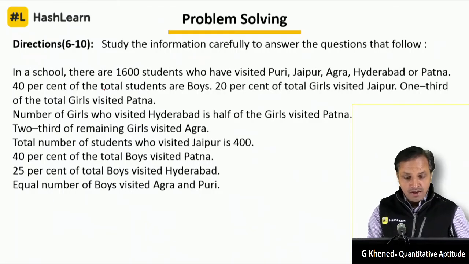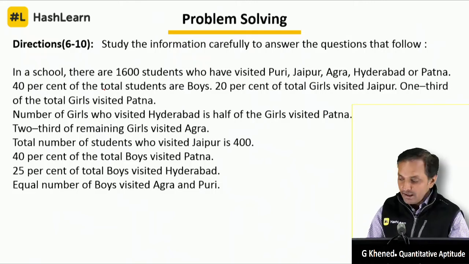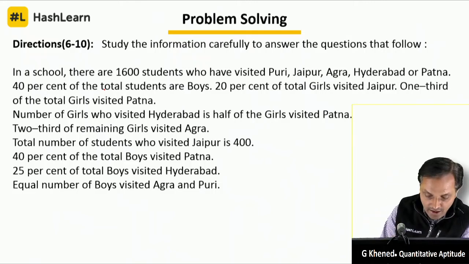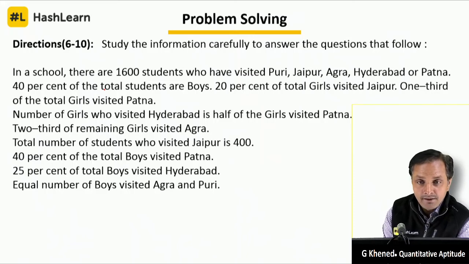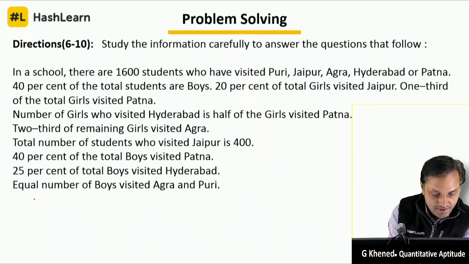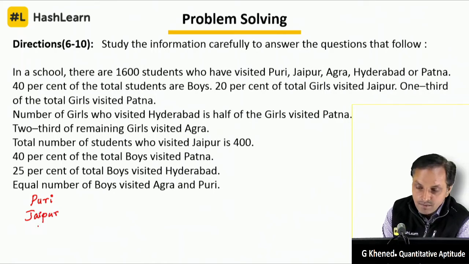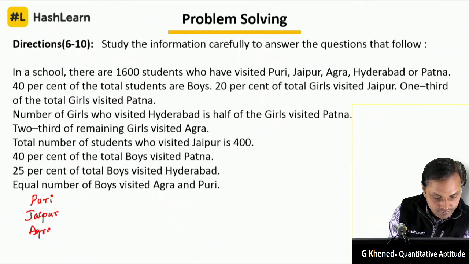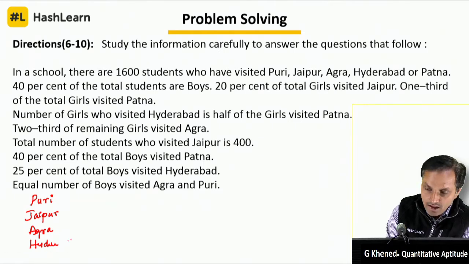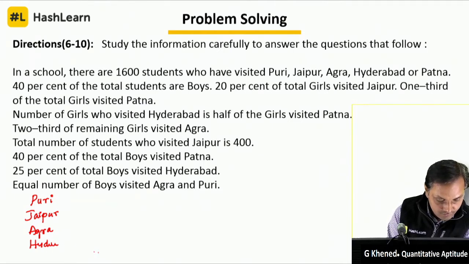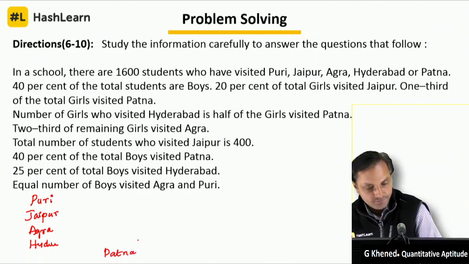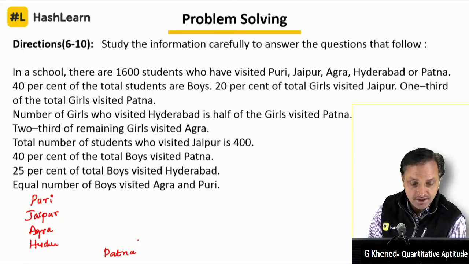So they have given you so much information. So please read that carefully, and you should arrive at the final numbers of who will visit Puri and Jaipur and Agra, Hyderabad, and then comes your Patna. Okay, so these are the 5 cities which they are visiting.